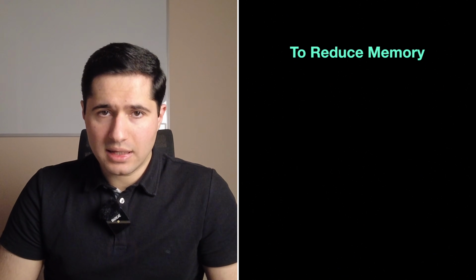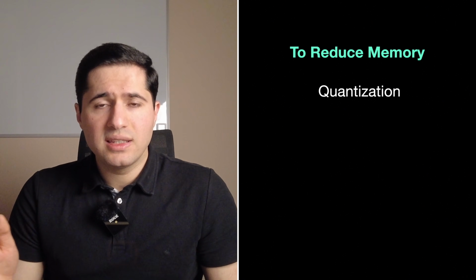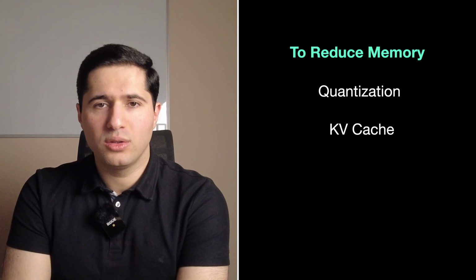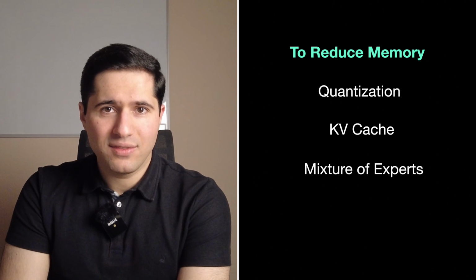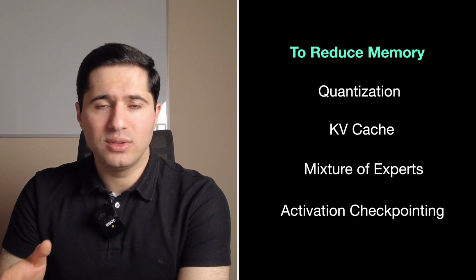Because memory is such a bottleneck, engineers constantly search for ways to reduce it. Some techniques shrink the model itself. For example, quantization, which stores weights with fewer bits. Other techniques reduce intermediate data. The KV cache avoids recomputing attention during generation. If you want to learn about the KV cache, you may watch this video. Some architectures, like mixture of experts, activate only a fraction of the model. And some training tricks, like activation checkpointing, recompute data instead of storing it. Every technique trades compute for memory, because memory has become one of the most expensive resources in AI. Not the GPUs, not the compute, but the memory surrounding them.